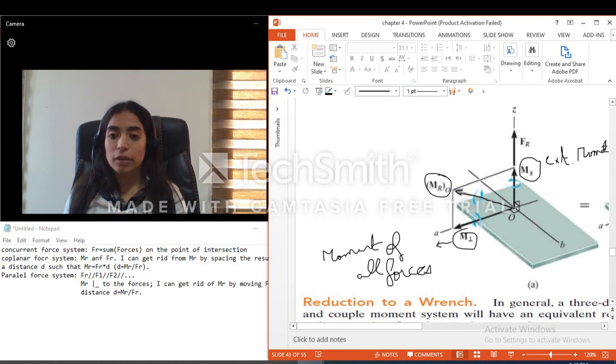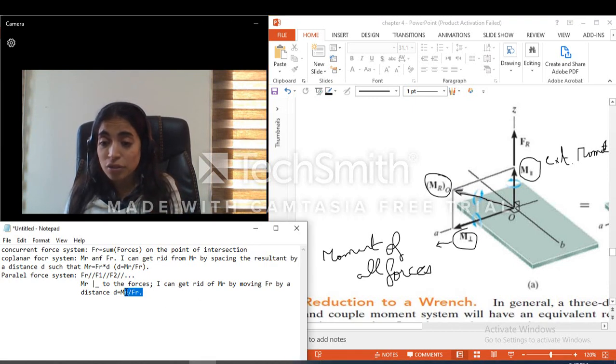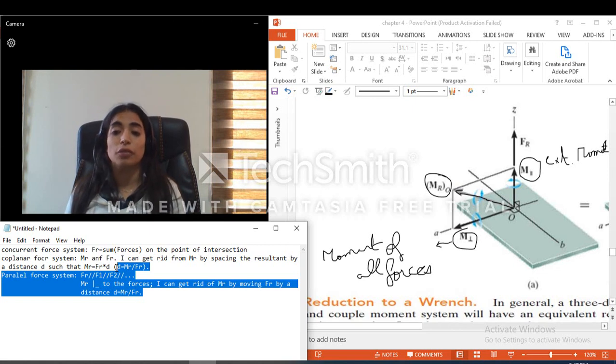is not perpendicular to FR, which means I cannot move FR by a distance D, and this D will be equal to this M resultant over FR. Because basically this M resultant here cannot be the moment of FR. So I cannot do the same as in the case of parallel force system or in the case of coplanar force system. I cannot move FR with a distance D so that FR times D is equal to MR, because basically MR is not perpendicular to FR. So I cannot do this.